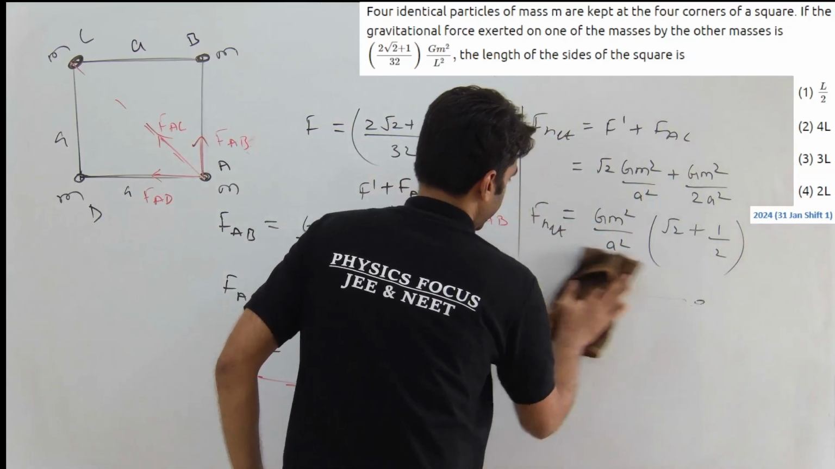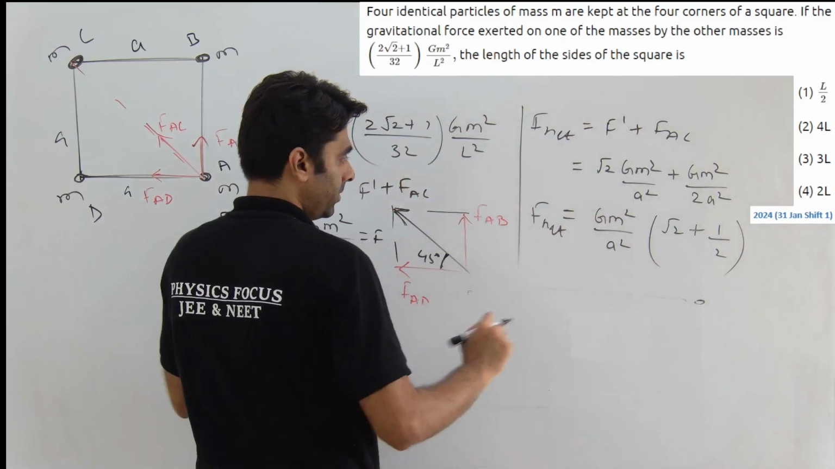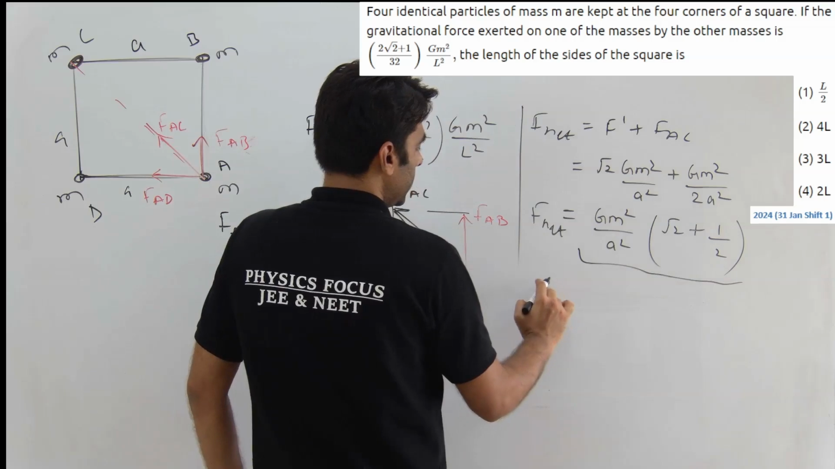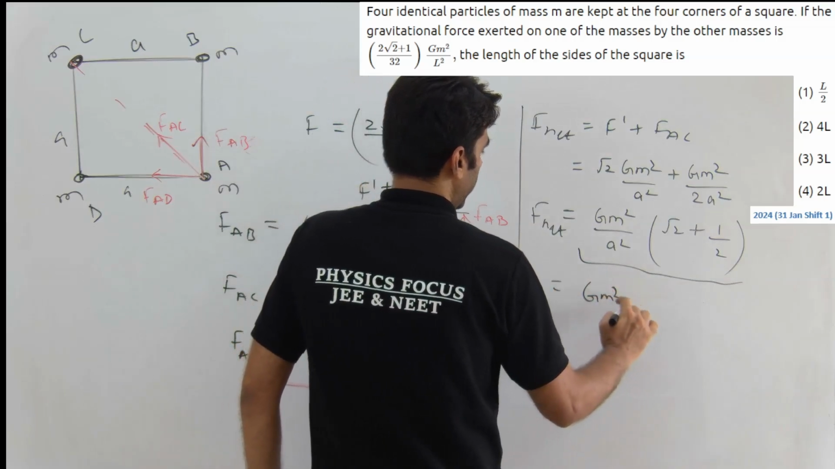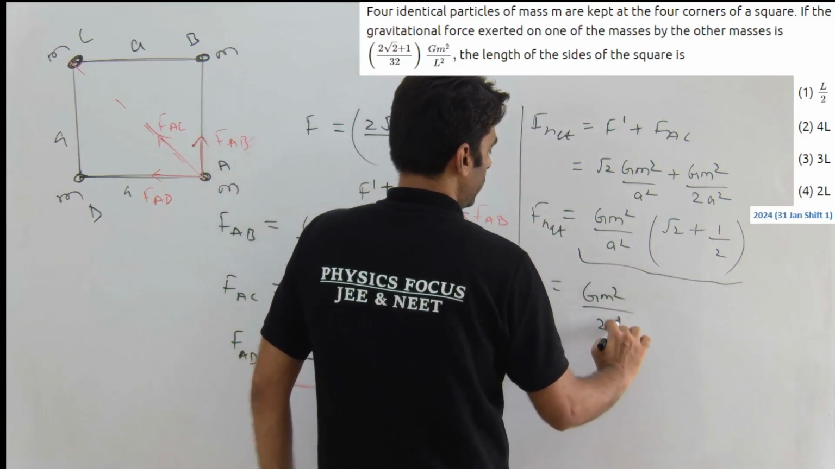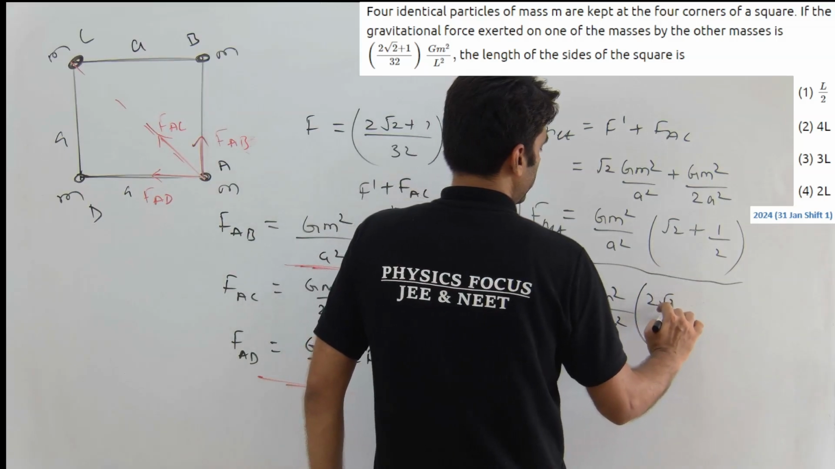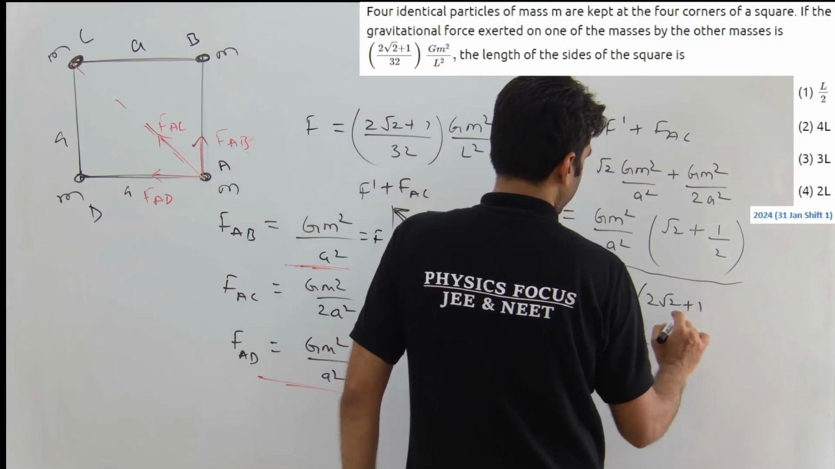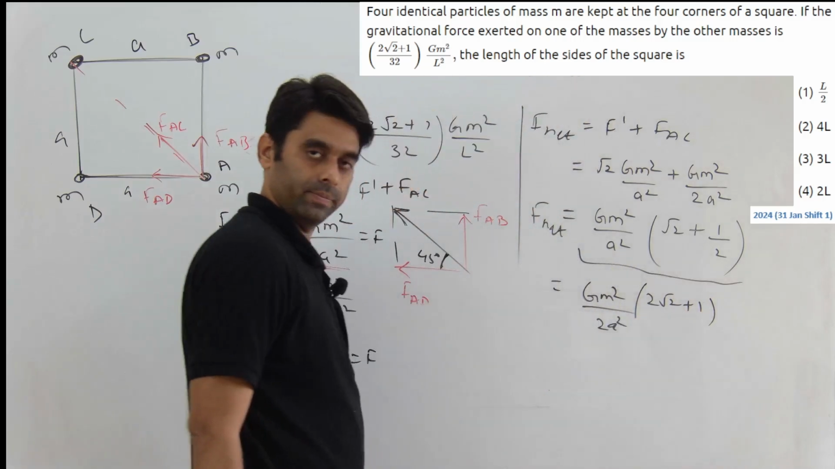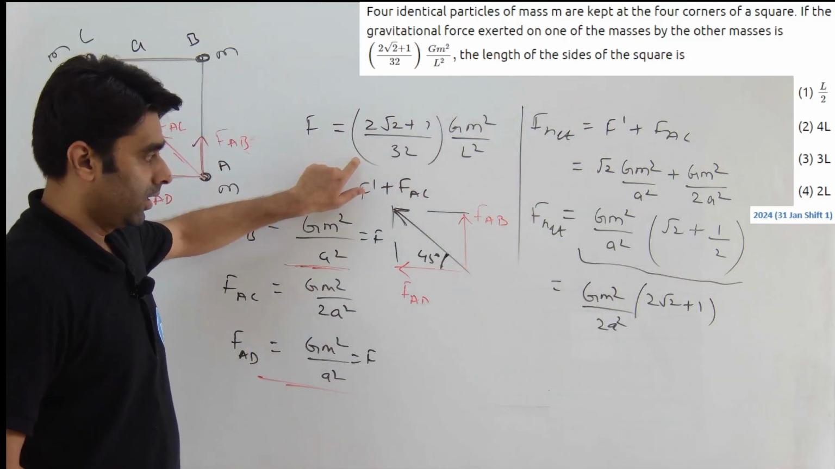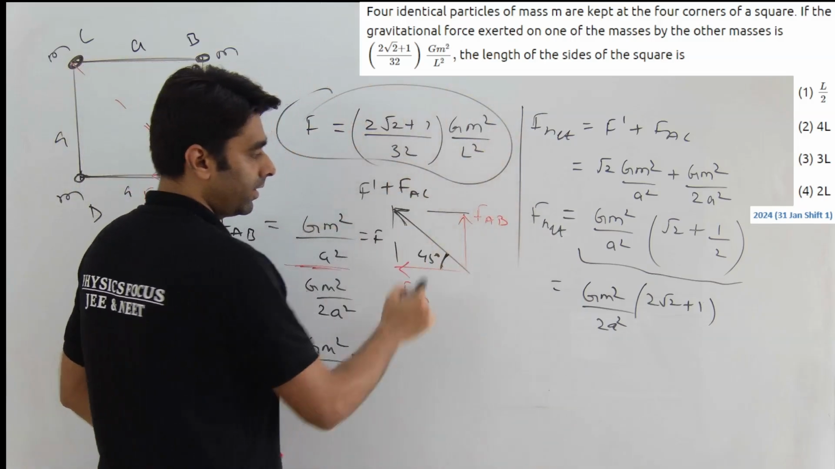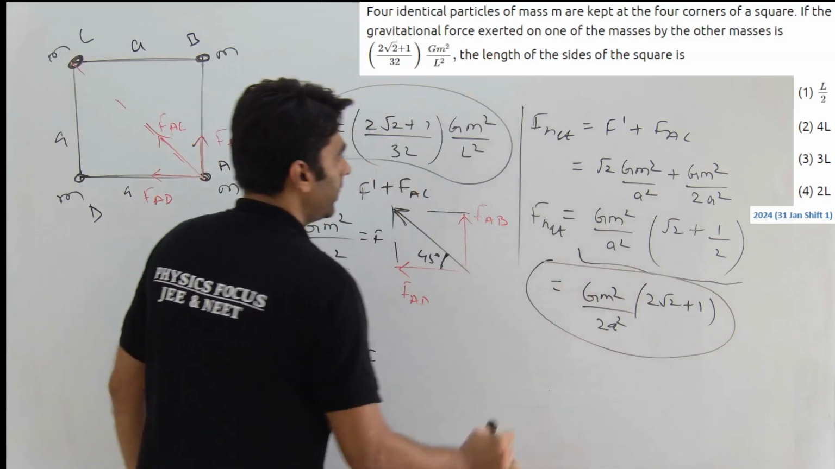Let's equate it to the result that is given to us. I can further simplify this as G m square by 2A square times (2 root 2 plus 1). This is what we are getting. This is the result that is given to us. If we compare these two results, what can we write in the denominator?